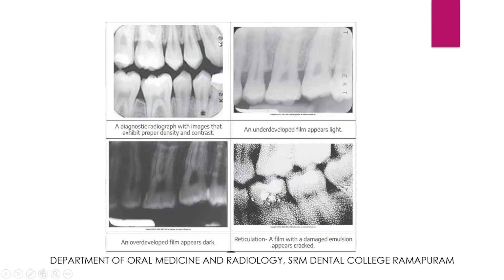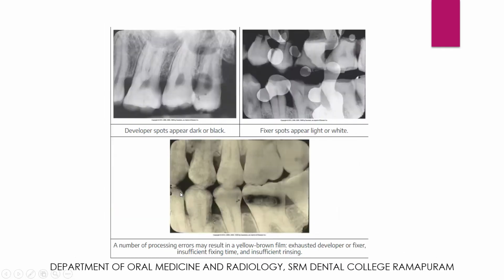So this is a good radiograph, the first one, to show you the proper density and contrast. In contrast to the first radiograph, you can see this is underdeveloped and this is overdeveloped. And this is an orange peel or reticulated appearance. So all these can obscure the diagnostic quality. And these are developer spots that appear dark or black. Fixer spots will appear light or white.